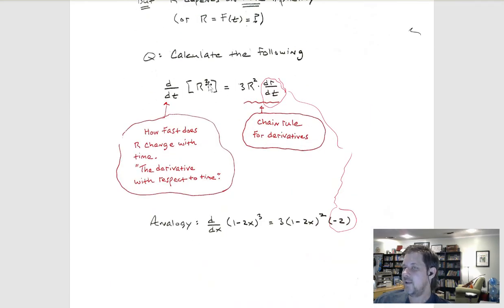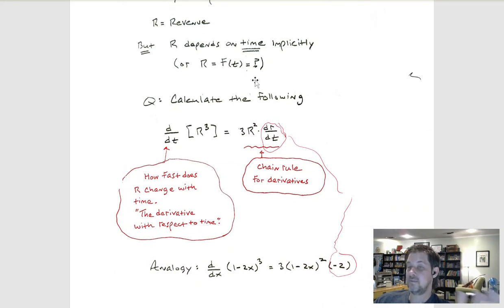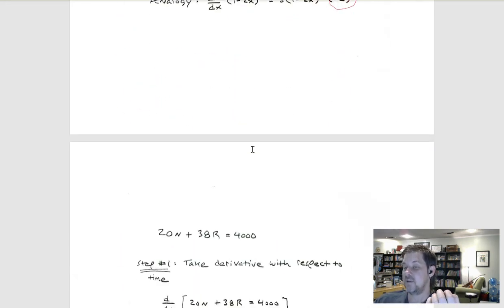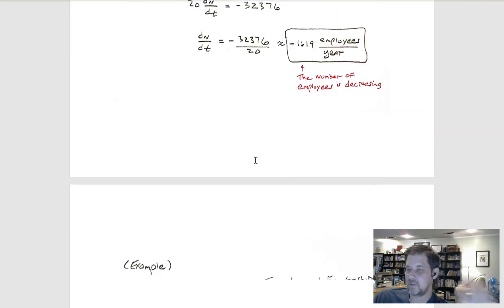Now, again, I go back to a lot of the same things. Like, why here did I say the derivative of r to the third power wasn't just 3r squared? Why did I add that dr over dt? Well, because our revenue is a function of time. So it has to be included. It's not just r. r is something else that depends on time. That's why you have to follow it with that. If it didn't say that r depended on time, if it just said revenue was revenue, we would say the derivative of r to the third power was 3r squared.